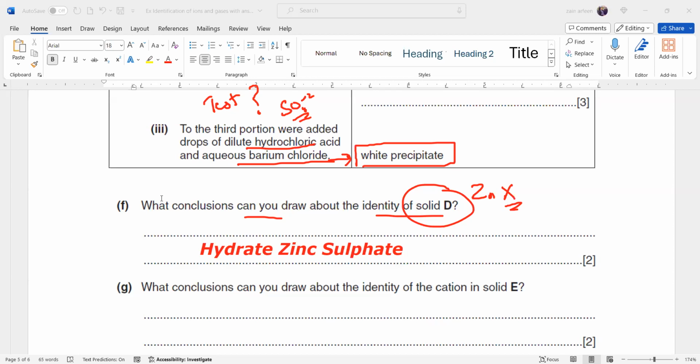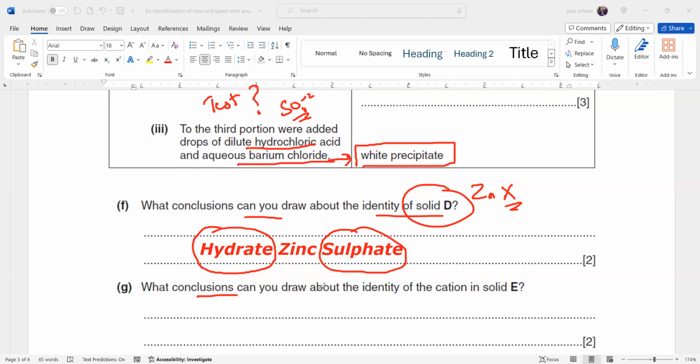How will you get 2 marks? 1 mark is for hydrated, and 1 mark is for sulfate. Zinc does not have any mark, as it is there in the beginning. They mentioned that this salt contains zinc, so zinc is not having any marks there.